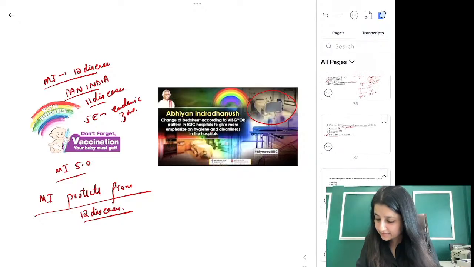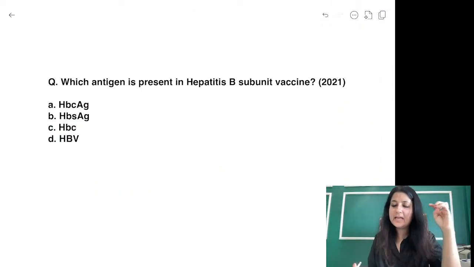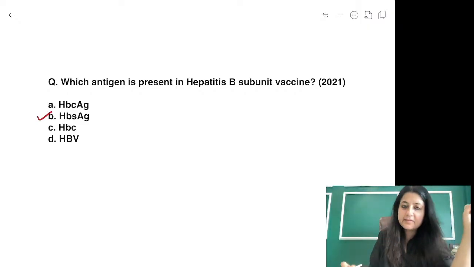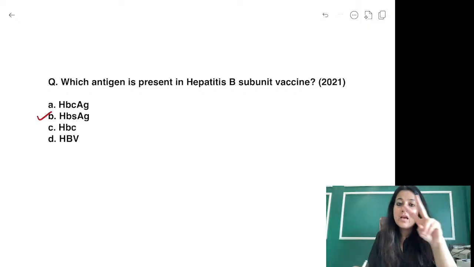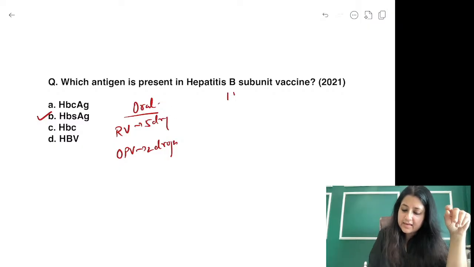Alright, so that's it. Let me ask you one more question quickly. Which antigen is present in hepatitis B subunit vaccine? So you should know it is hepatitis B surface antigen. Two vaccines go by the oral route, guys, Rota and OPV. 2 drops of OPV are given, and 5 drops of rotavirus.